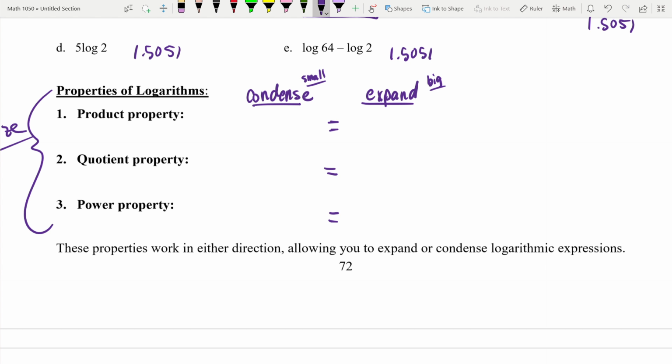Okay, product property. You guys know product means what? Multiply. Good. So everybody write down log base A of (mn). I put the mn in parentheses because I think it's very clear if you do. Now, if they're squished together and they're multiplied, when I expand them, what do I do? You add. Very good. So this is log base A of m plus log base A of n.